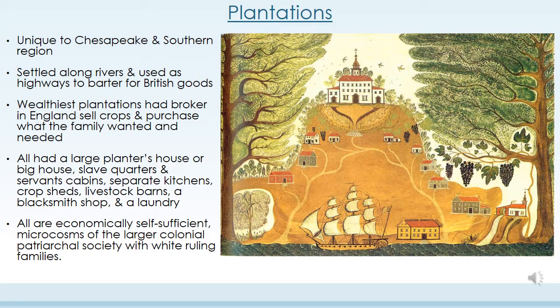of course. So each plantation also had down at the bottom, you'll see a blacksmith and a laundry, and they're all economically self-sufficient. And in many ways, they are a microcosm of the larger colonial society. They're run by the same patriarchal institutions that enable white privilege in the ruling families.